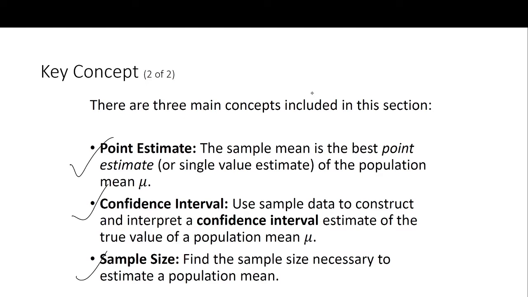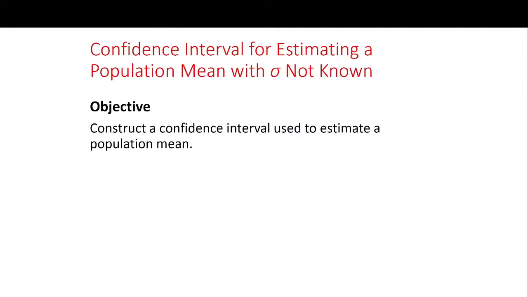Instead of using the proportion estimation, we use the mean estimation. So in this case, the point estimate is the sample mean. Sample mean is the best point estimate for the population mean. We also have to find the confidence interval and then the sample size, the very same thing we did in the previous section. So our objective here is to construct a confidence interval used to estimate the population mean.